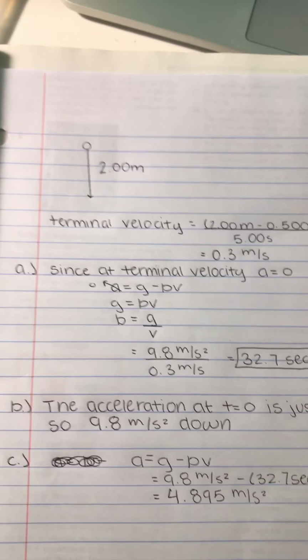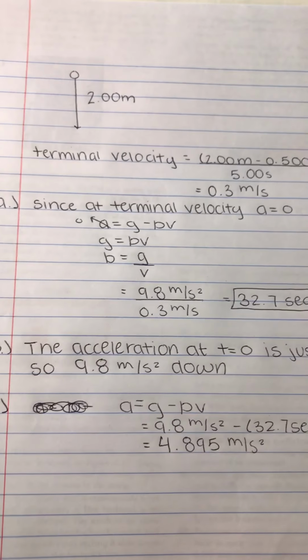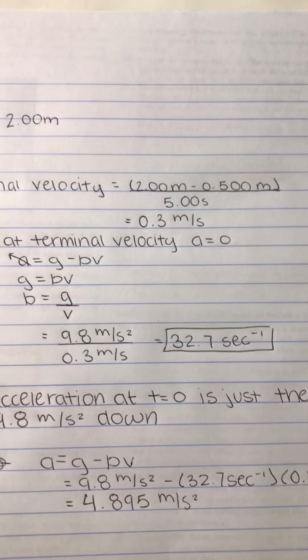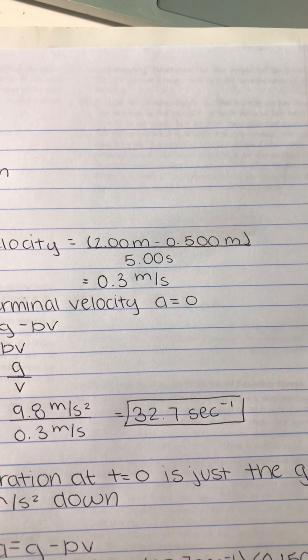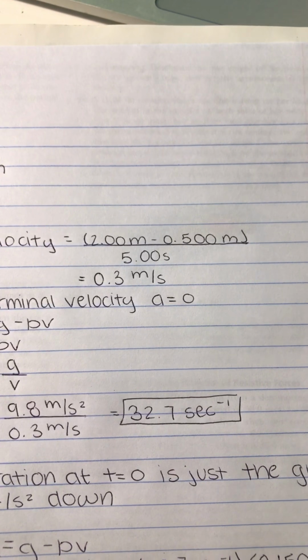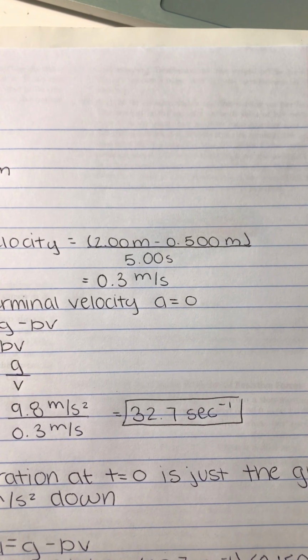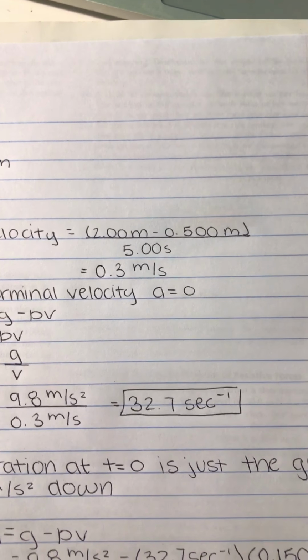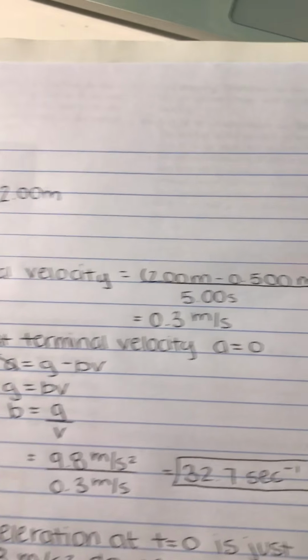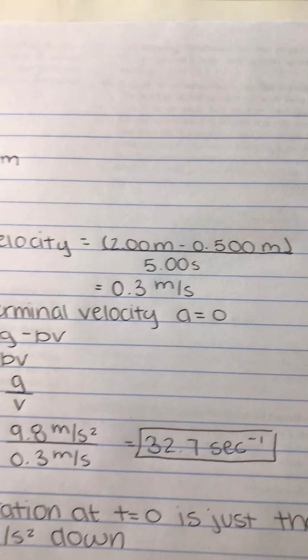For the first part, we first calculate the terminal velocity. We know that it's falling from a height of 2 meters and that it's traveled 0.5 meters before it reaches its terminal velocity. So we subtract that from 2 meters, its total, and divide it by how many seconds it takes to reach the bottom. So we find that the terminal velocity is 0.3 meters per second.